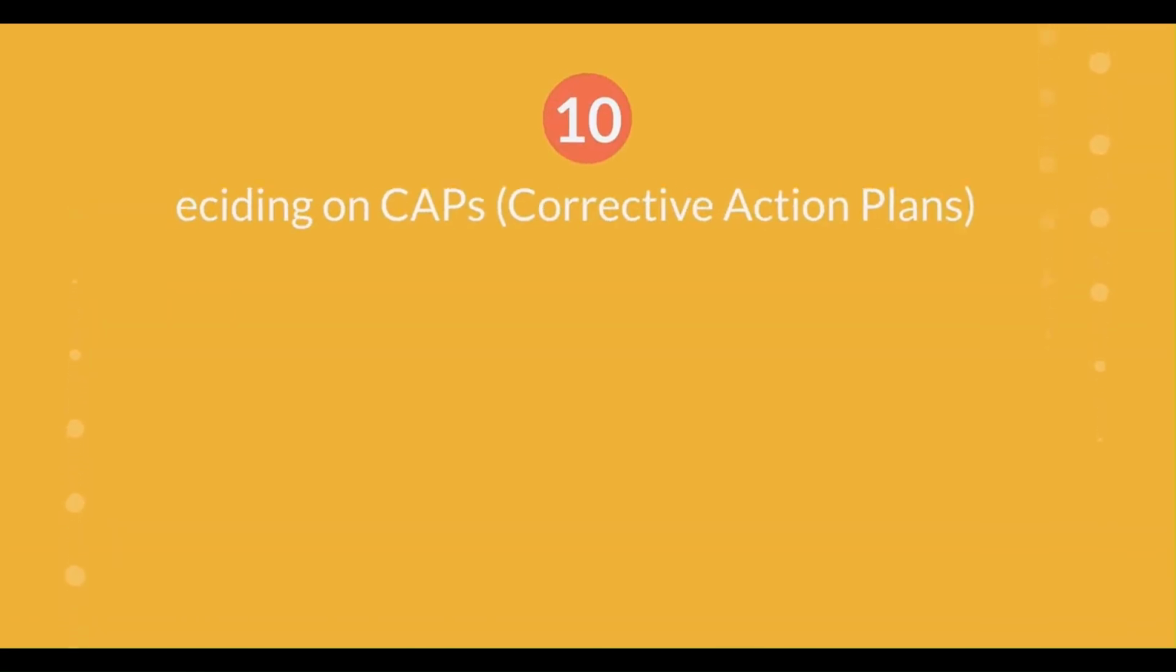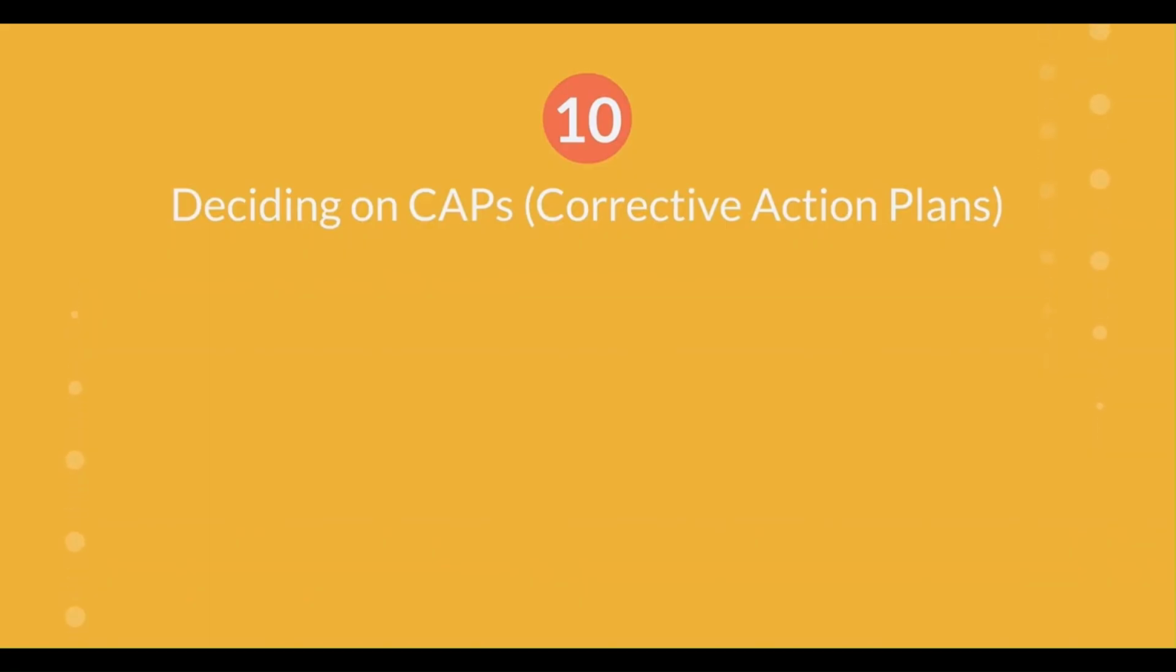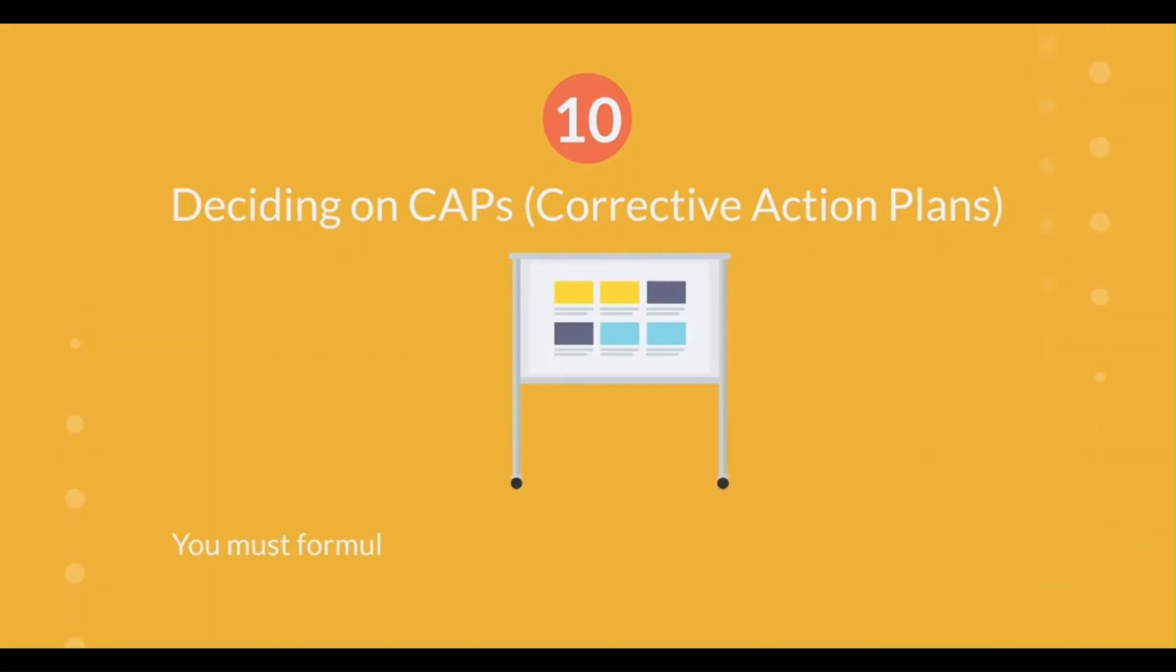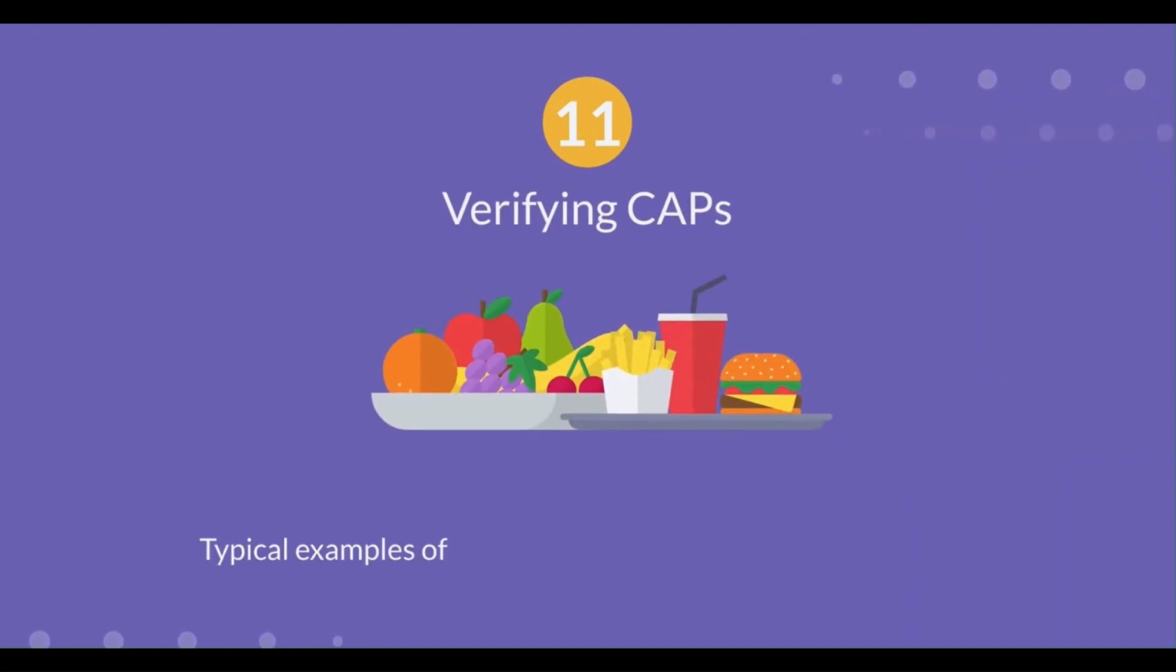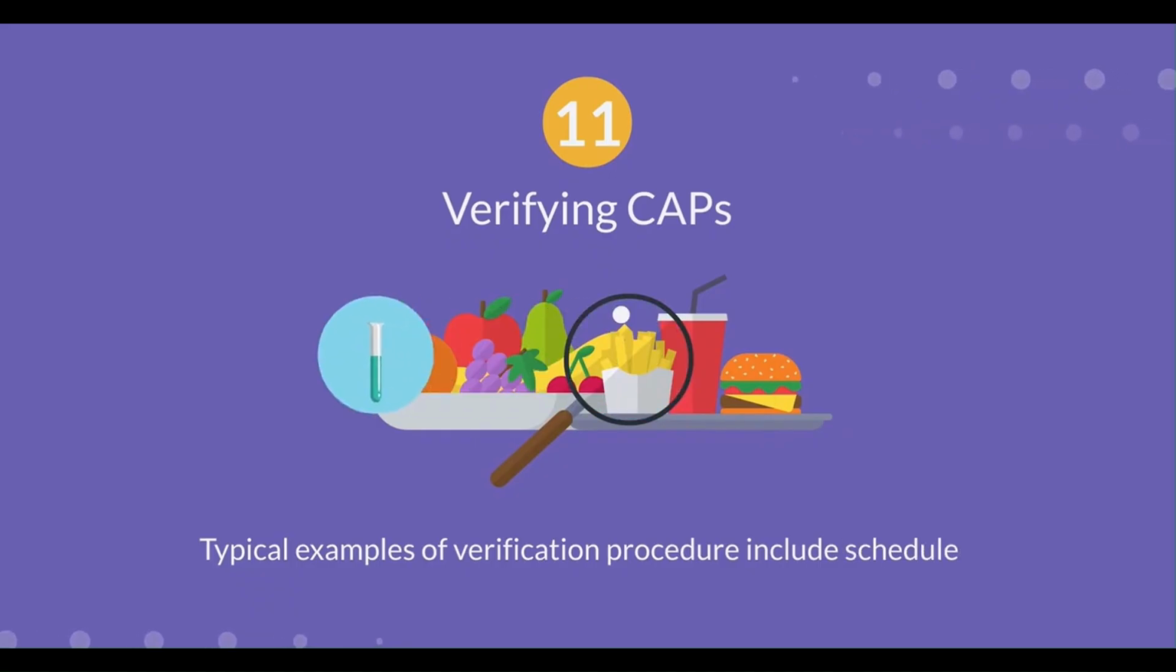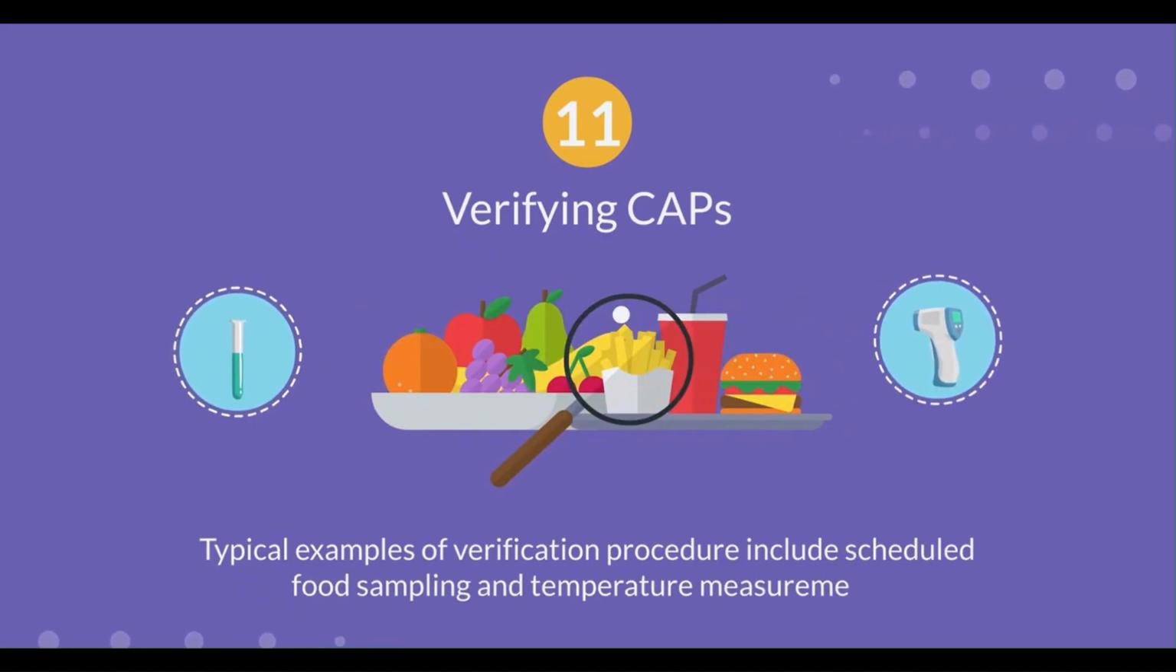10. Deciding on CAPs, corrective action plans. You must formulate a corrective action plan, CAP, which should be performed by a supervisor whenever monitoring shows CLs aren't being met at CCPs. 11. Verifying CAPs. Typical examples of verification procedure include scheduled food sampling and temperature measurement.